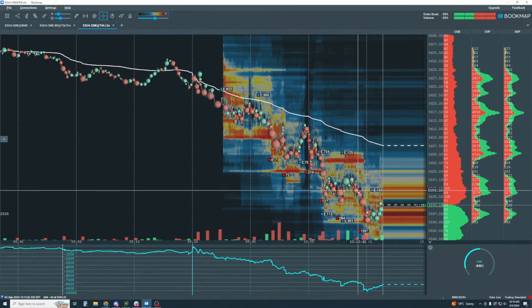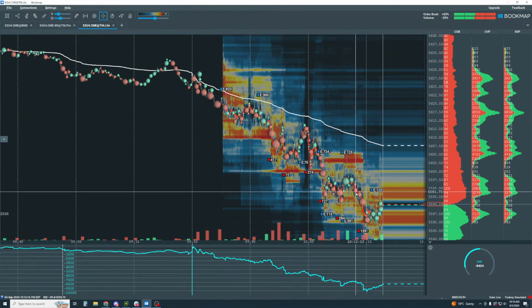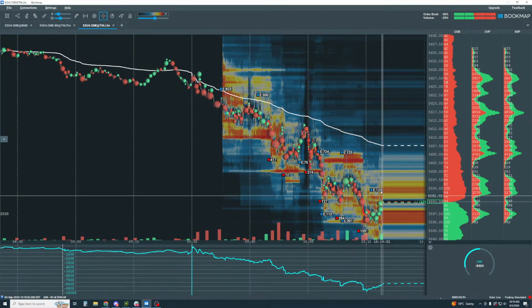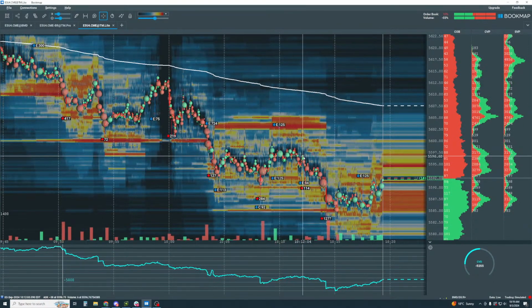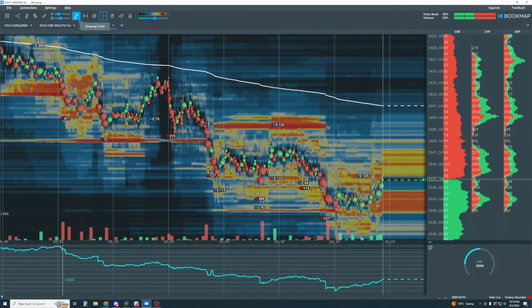Well, it's right here. Not bad, not bad. This is where the sellers came in and dropped from. Okay, so let's see if we can see these buyers come back in and try to reach that. Okay, now let's look at some other things in here.